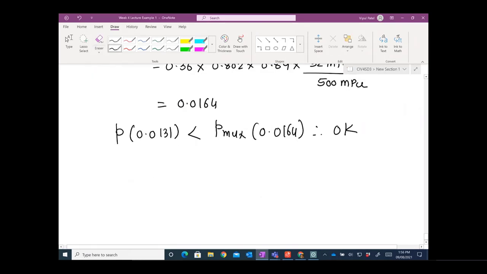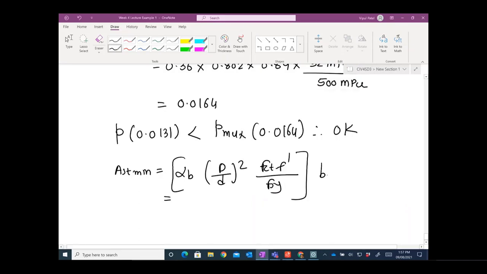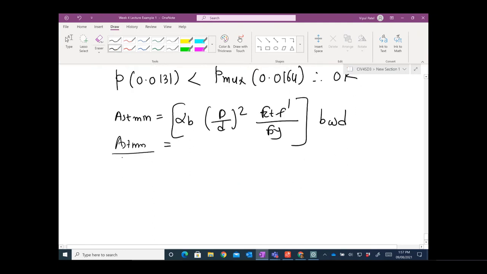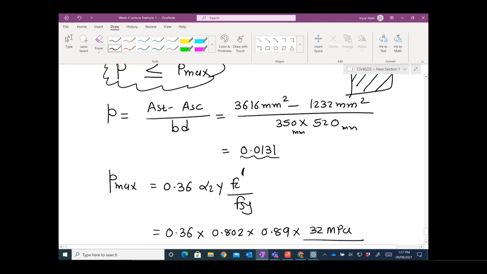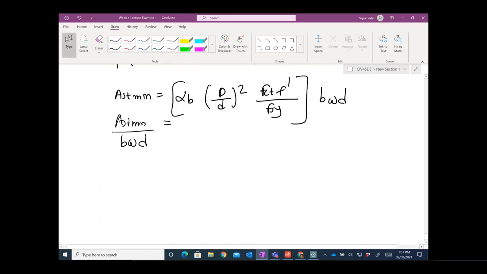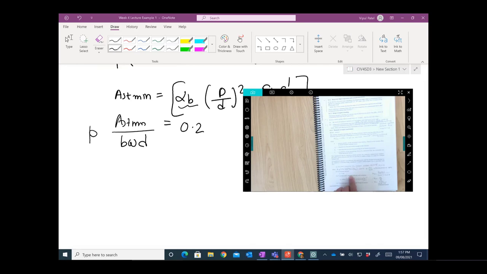If you go back to that clause, Ast minimum is alpha b (D on d) squared fct.f over fsy, times b w d. By the way, this is the minimum rho. Now, what happens to this bw and d? If I bring this one, Ast minimum on bw d, you remember that one, the reinforcement ratio, the area of the tensile reinforcement over bd. So this I can say is rho, therefore I cancel that one. Alpha b is 0.2, given here for rectangular sections.